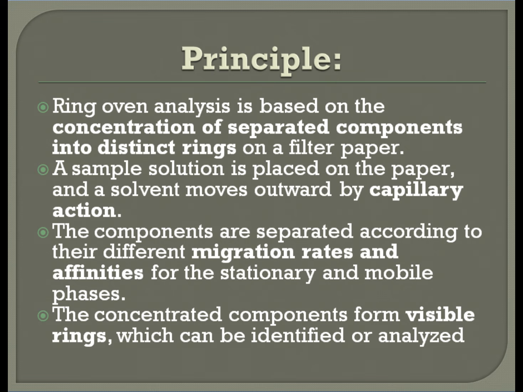Because of this separation, the components do not spread out. Instead, they get concentrated into clear, visible rings. Each ring represents one component from the original mixture. Finally, these concentrated rings can be easily identified, or they can be further analyzed, especially for detecting trace amounts of substances like metals.